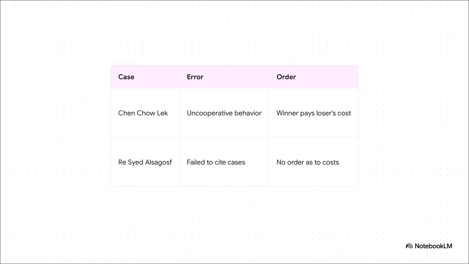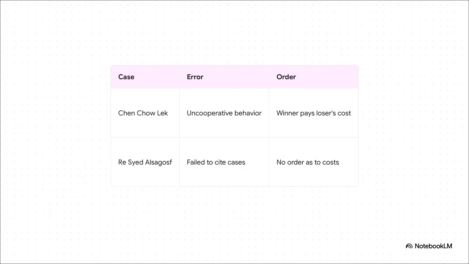These next two cases brilliantly illustrate this. They show how failing to cooperate, or simply skimping on your legal research, can cost a winning party everything financially. In Case 2, Chen Chao-lek v. Tan Yu-lei, the successful defendant had to pay the costs of the appeal and the trial. Why? Simply because their incredibly uncooperative attitude forced the plaintiff to take action in the first place.